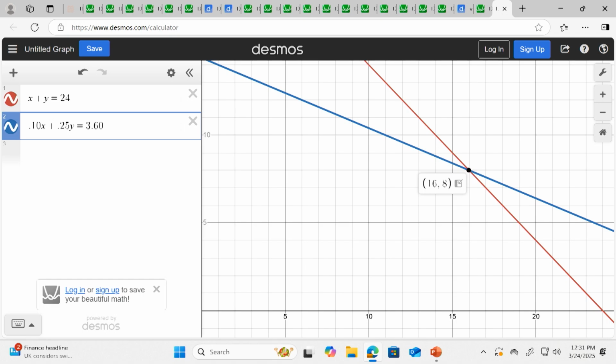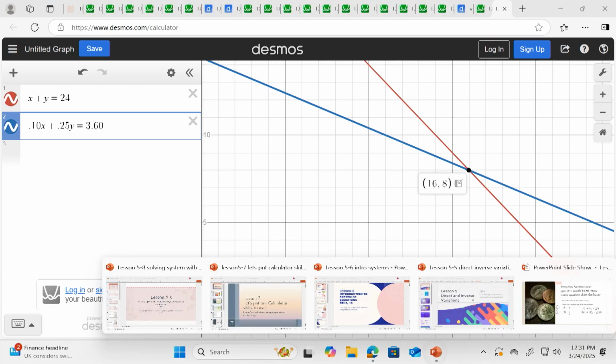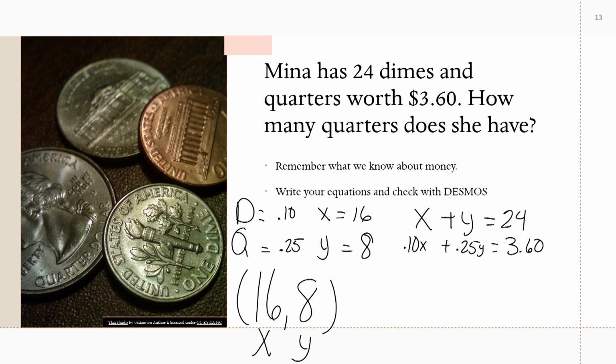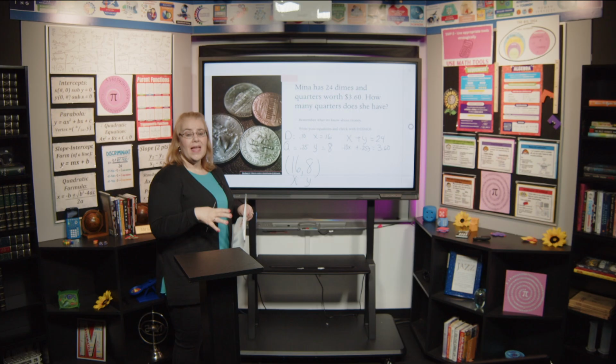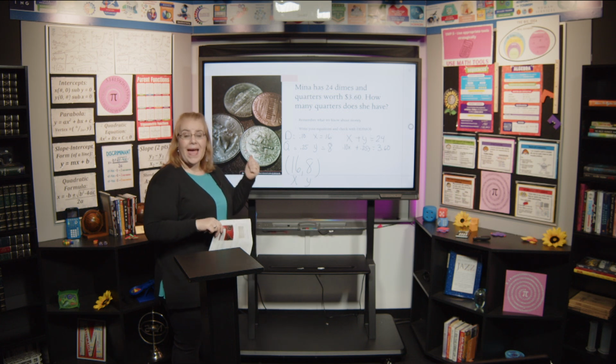16, 8. So let's go back and see what that means. My coordinate is 16, 8. So in this context, my dimes are X, so I have 16 dimes, and my Y's are quarters, so I have 8 quarters. That's how we take our solution set and make sure that we can interpret what it means in our passage.